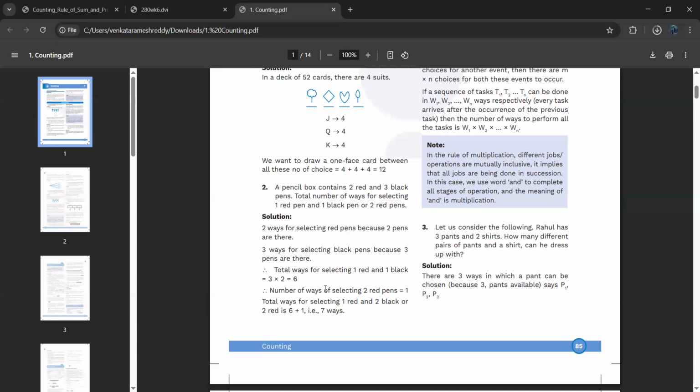After that, two red pens means we have only two red pens. Out of two red pens, we have to choose two red pens. So we have only one way. So after that, the number of ways for selecting all is 6 plus 1, 7. So there are 7 ways if you want to select one red pen and one black pen, or two red pens.